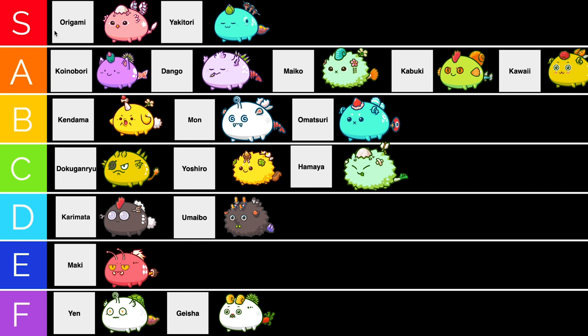Quick recap, now that we reorganized the list. In the S tier, we have origami and yakitori. In the A tier, we have koinobori, dango, maiko, kabuki, and kawaii. In the B tier, we have kendama, mon, and omatsuri. In C tier, we have dokuganryu, yoishiro, and hamaya. In the D tier, we have karimata and umaibo. In the E tier, we have maki. And to wrap it up, in F tier, we have yen. And all the way in last place is geisha.